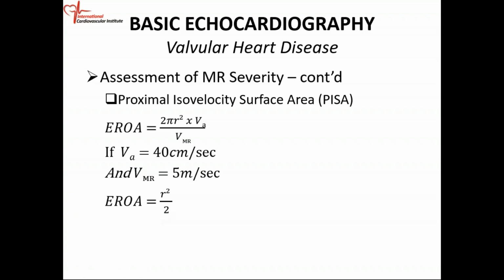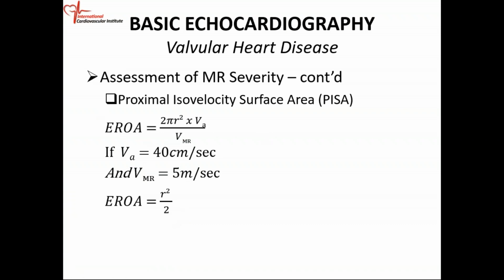They probably don't give you the figures like how I give it to you here, but they'll give you a Doppler, and if you look closely, you'll see that the mitral regurgitation velocity is 5 meters per second, and then they'll give you the color bar with the Aliasing velocity, and it will be 40 centimeters per second. So once you know that these two things are met, then you know that EROA is R squared over 2.